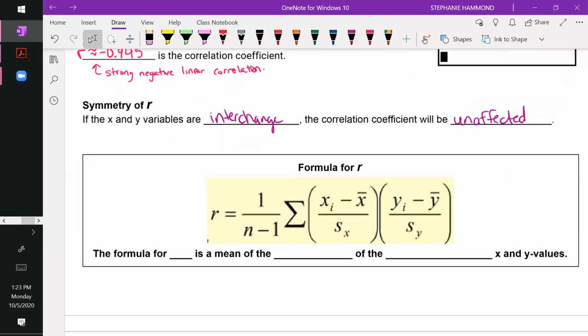Next thing on here is the actual formula for the correlation coefficient R. You aren't actually going to have to use this. They just want to show you and make sure that you understand it.